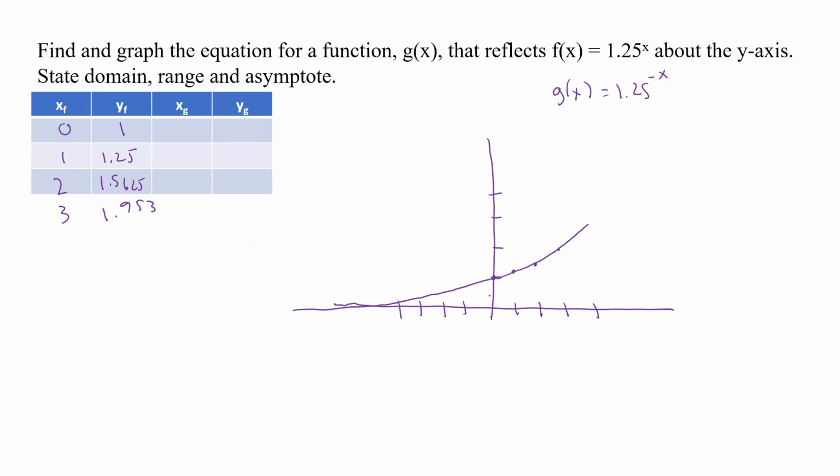So now we need to reflect over here. We know if we put in a 0 here, we're going to get 1 again. So let's just do that. And now when we reflect across here, that gives us a -1. And so if we plug in a -1, 1.25 to the -1 is 0.8.